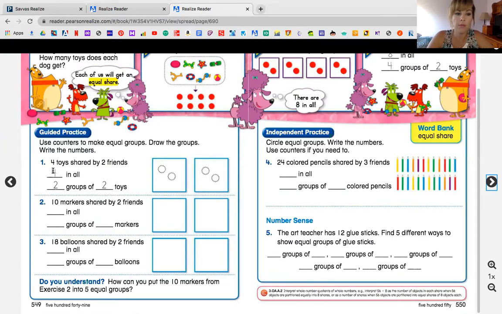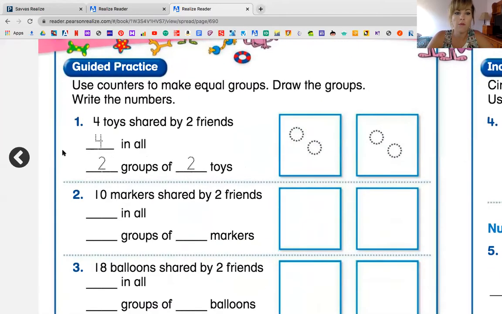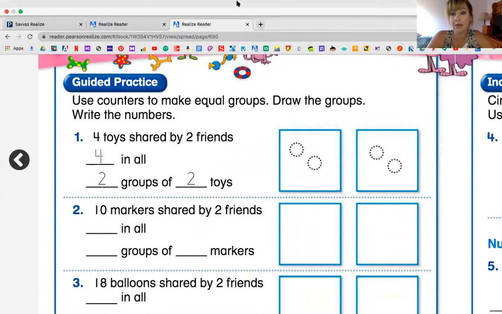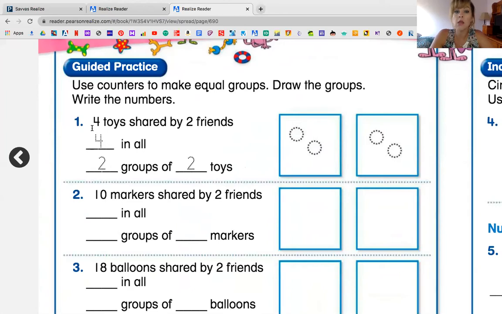So for example, number 1 shows 4 toys shared by 2 friends. So a way that you can kind of think about that too is if you have 2 friends, you want to give them equal amounts. So you'd say 1 for you, 1 for me. 1 for you, 1 for me, and you would do that until you've gotten rid of all the toys. So in this case, they have 4 toys in all, and there's 2 groups of 2.